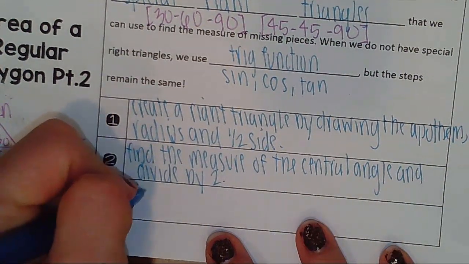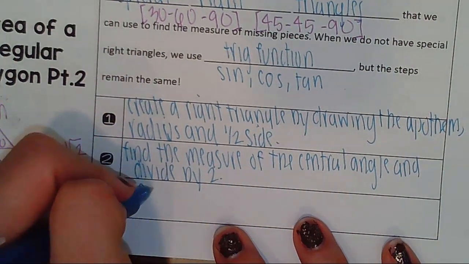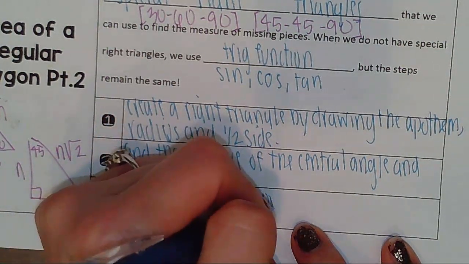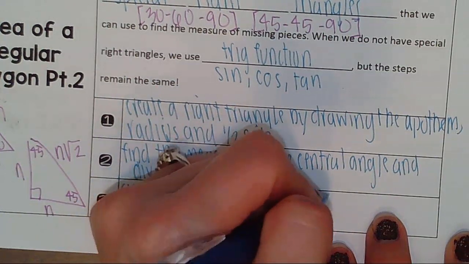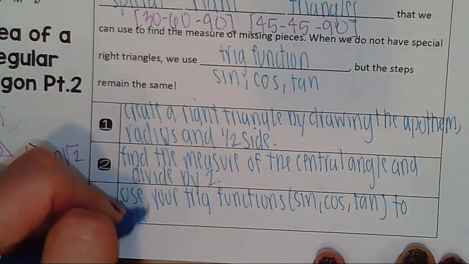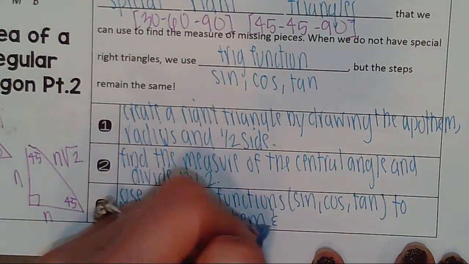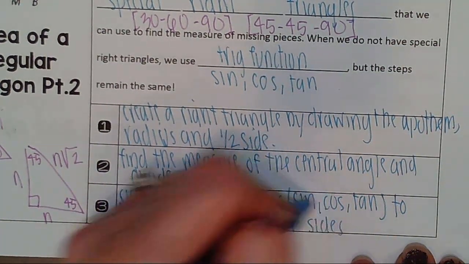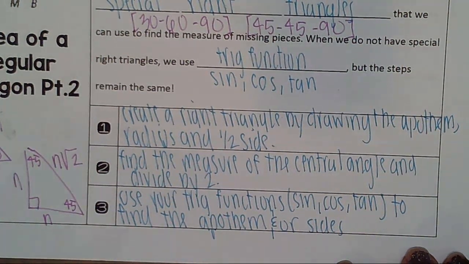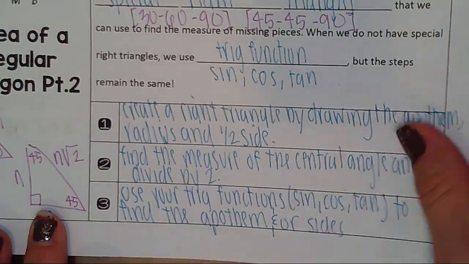Next, use your trig function, SOH CAH TOA, to find the apothem and or sides. Okay? Remember, this is a video, so any time you need to rewind, you need to pause. It makes it kind of nice. Okay, so let's do one of these together.